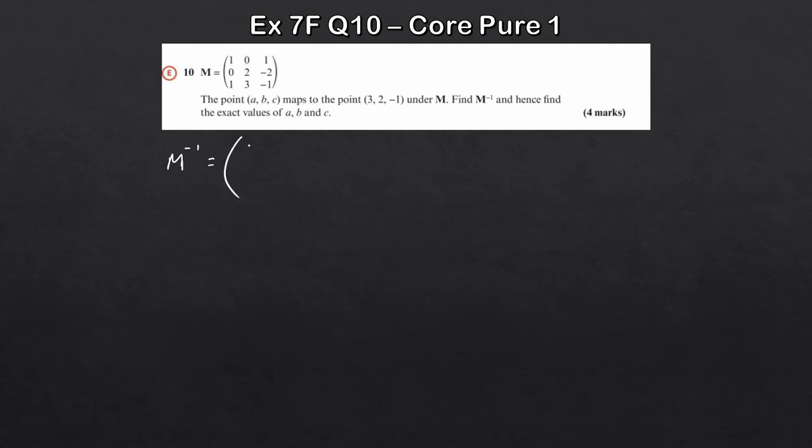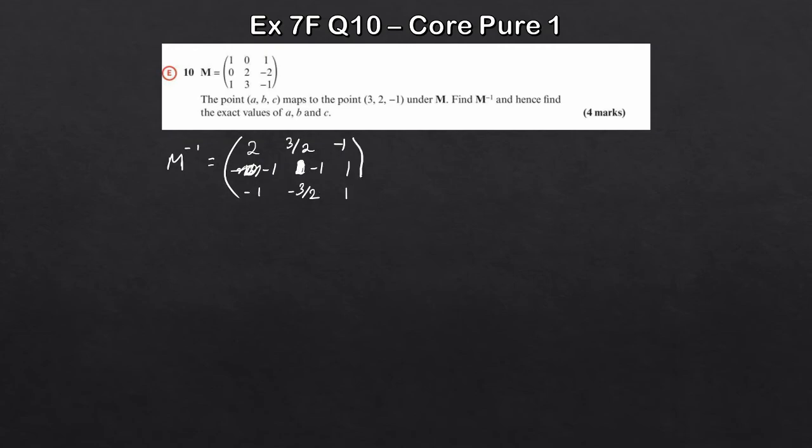If you put it on your calculator, you'll get 2, 3 over 2, minus 1, 0, 2, oh, sorry, 2, 3 over 2, minus 1, so that should be minus 1, I'm copying in the wrong matrix, so minus 1, and then 1, and then finally minus 1, minus 3 over 2, and then 1.